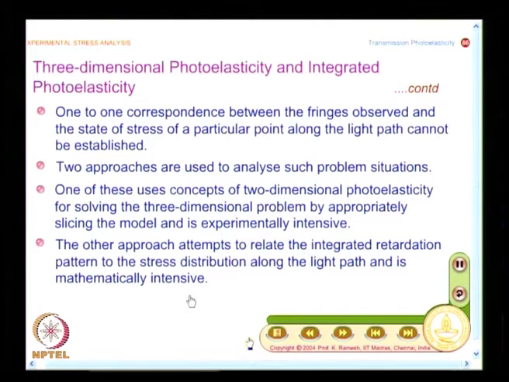So, the other approach becomes mathematically intensive. Either it has to be experimentally intensive or mathematically intensive. Mind you, anything interior is always difficult. What you will have to look at is, if I want to find out what the interior stresses are, I have a methodology. You have to look at it from a positive point of view.